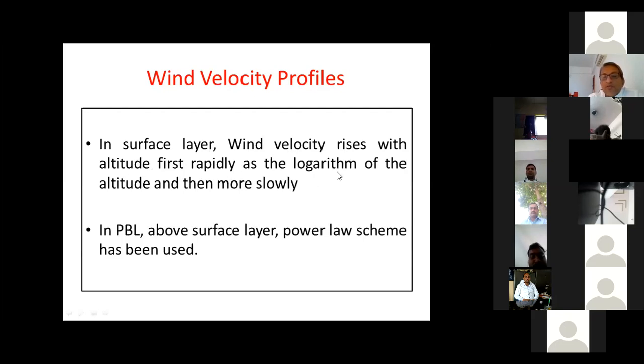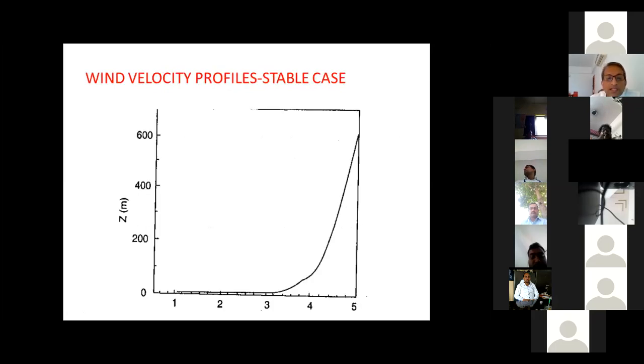So therefore we use the logarithm profile here. And after that, it rises very slowly. Therefore, we use the power law here. So with that, the profile looks like this. This is for the stable case.